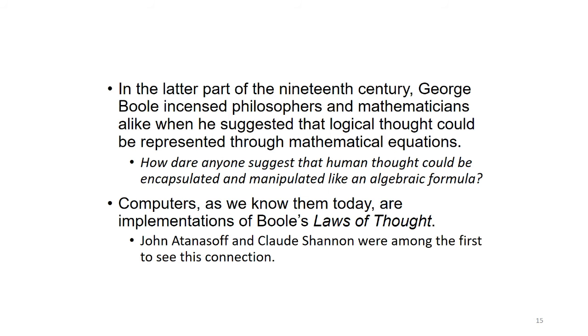In the latter part of the 19th century, George Boole incensed philosophers and mathematicians alike when he suggested that logical thought could be represented through mathematical equations. How dare anyone suggest that human thought could be encapsulated and manipulated like an algebraic form? At that point of time, it was not accepted by a wide range of people, but as time passed by, it got accepted among the general community or normal people as well.